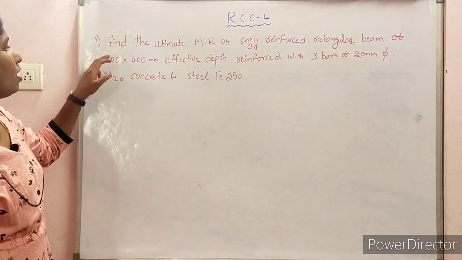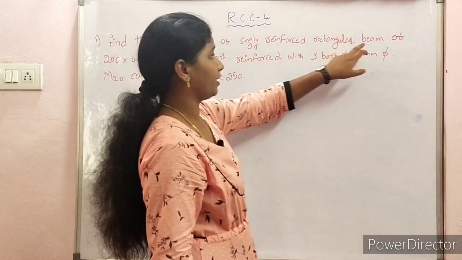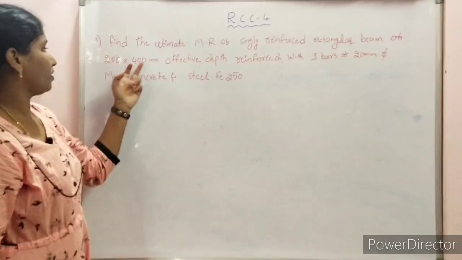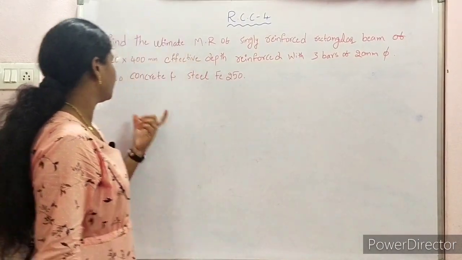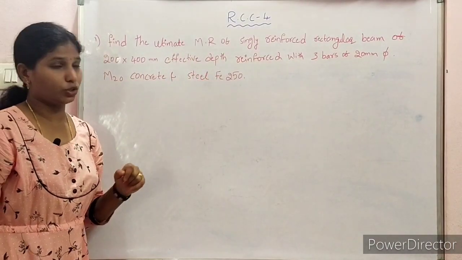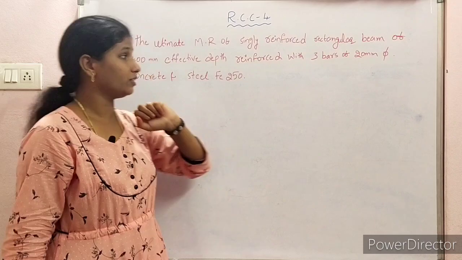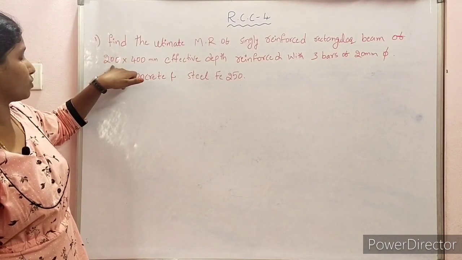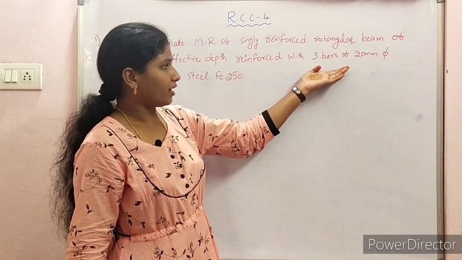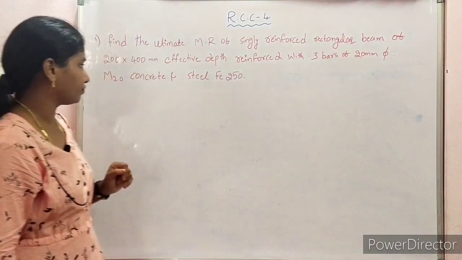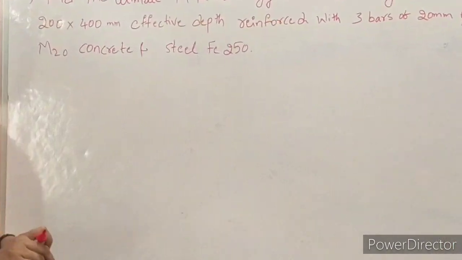What is given? Find the ultimate moment of resistance of a singly reinforced rectangular beam of 200 mm by 400 mm effective depth, reinforced with 3 bars of 20 mm dia, M20 concrete and steel Fe 250. In this problem we have to design the rectangular singly reinforced beam. Breadth of the beam is 200 and effective depth is 400 mm. Bars are 3 bars of 20 mm dia. Here M20 is the concrete and steel is Fe 250.